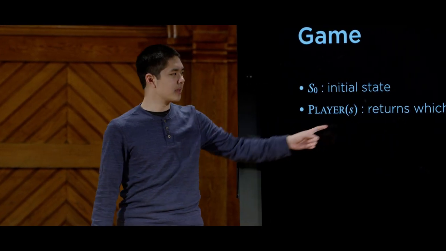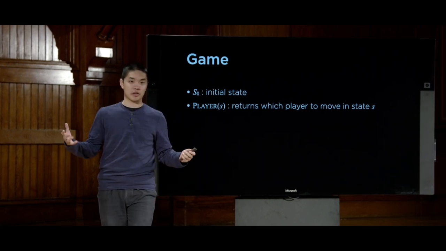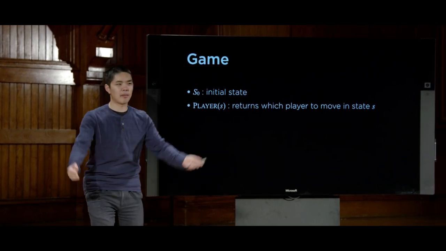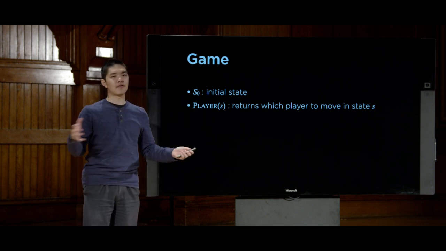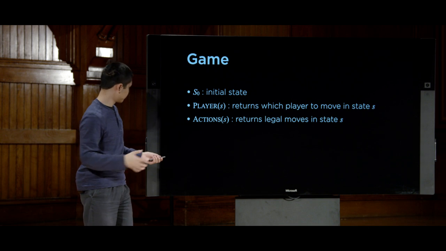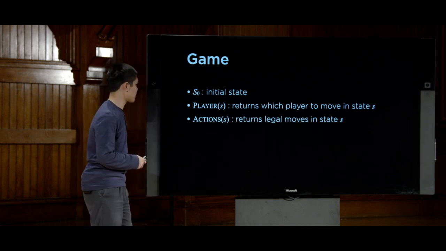We'll also need a function called player, where the player function is going to take as input a state, here represented by S. And the output of the player function is going to be which player's turn is it. We need to be able to give a tic-tac-toe board to the computer, run it through a function, and that function tells us whose turn it is. We'll need some notion of actions that we can take. We'll see examples of that in just a moment.